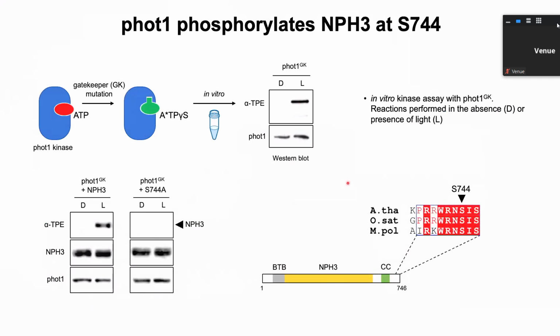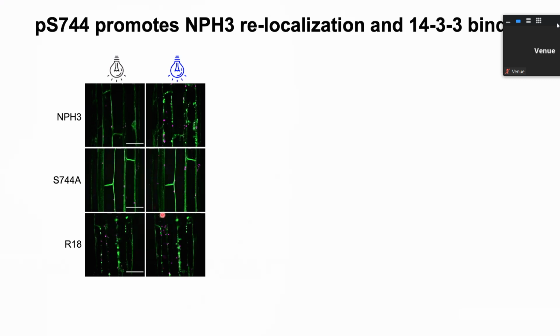If you mutate a serine residue on the extreme C-terminus of NPH3 that's part of this motif here, RXS, it's this penultimate serine, serine 744, that's the site for photoreceptor phosphorylation. When you mutate this to alanine, you abolish this phosphorylation. So through our functional characterization, we know this site is required for NPH3 localization. Here are transgenic seedlings expressing wild-type NPH3, which relocalizes in response to blue light into these condensates. Here's the mutant, where you get no relocalization of NPH3 when you mutate the phototropin phosphorylation site.